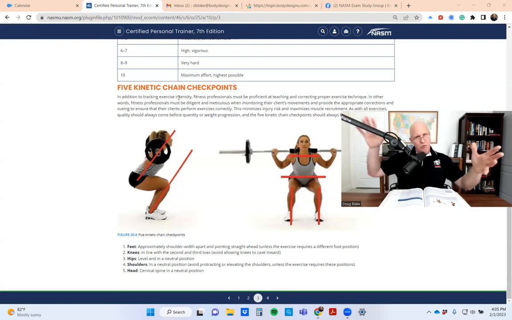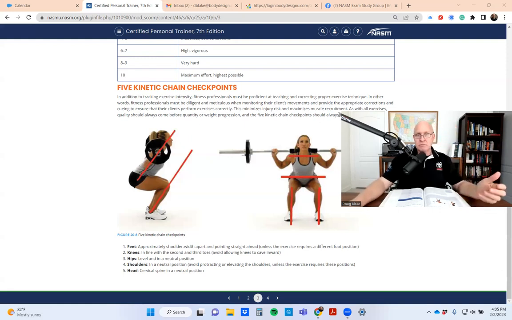So we just focus on program design and reps and sets and intensity. No, no, no, no. And NASM actually tells you, as with all exercise, quality, i.e. proper technique, should always come before quantity or weight progression. In other words, don't be doing your squats incorrectly just so you can do a 300-pound squat when you actually should be using 135 to do it correctly. Okay, see what I'm doing?